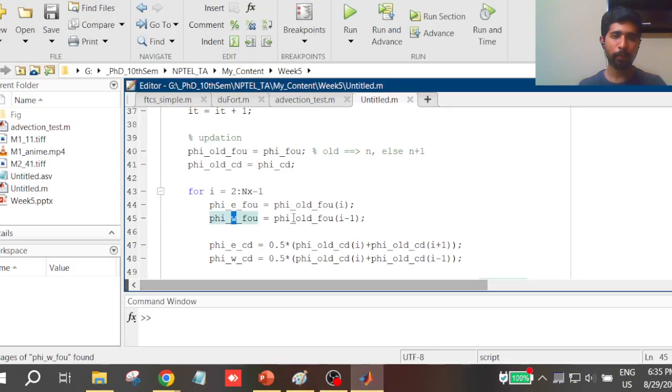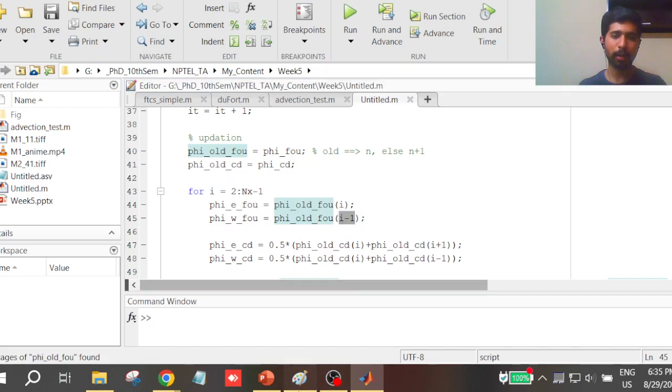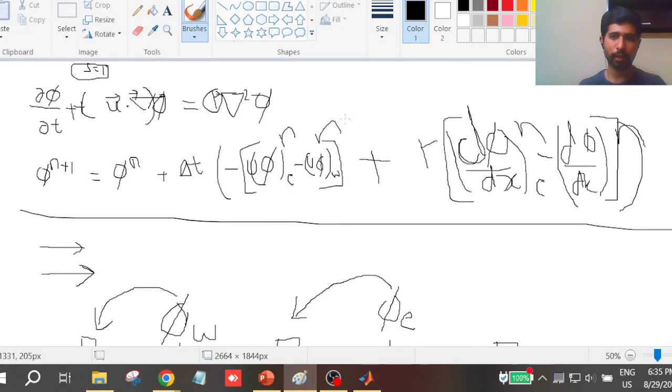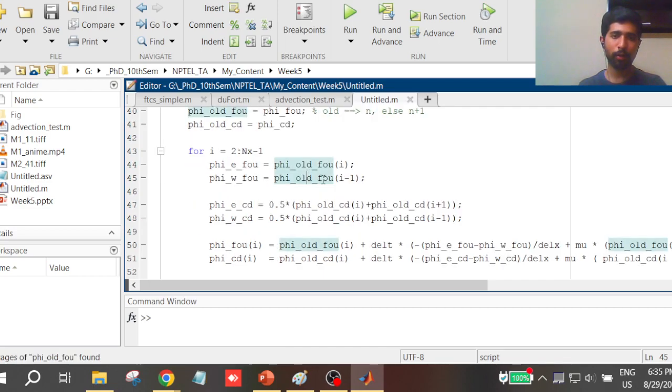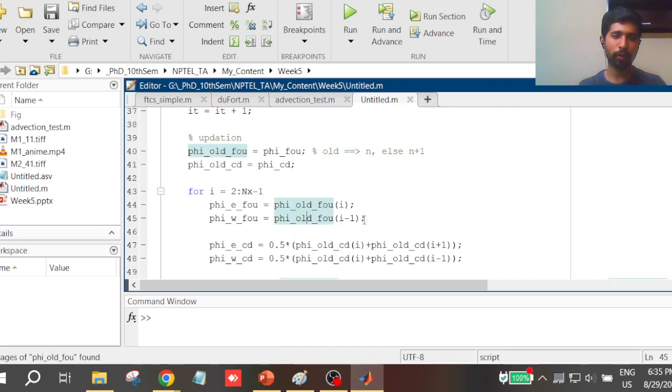Okay, now which is nothing but phi old of FOU at I minus 1, because remember I am doing explicit time stepping, so I am taking n. Now n means old, right? I have written here old implies n, so that is why phi old FOU of I minus 1.